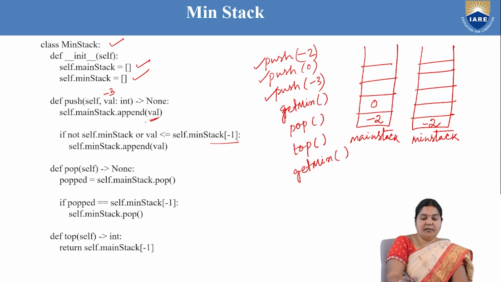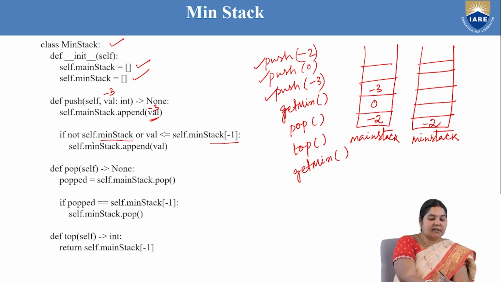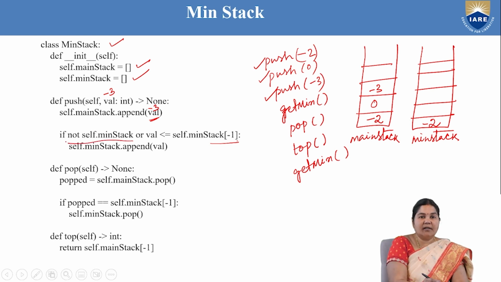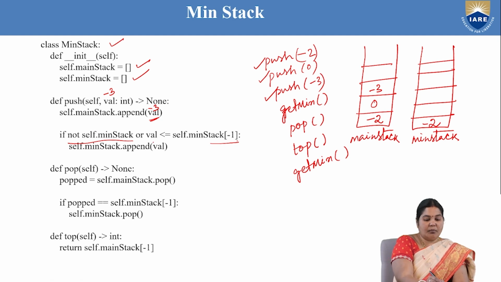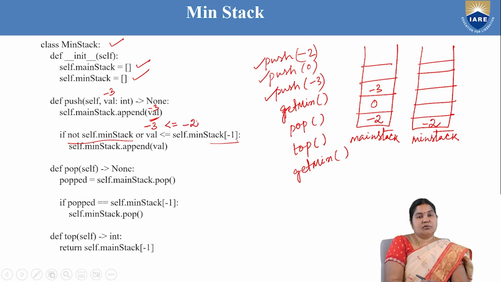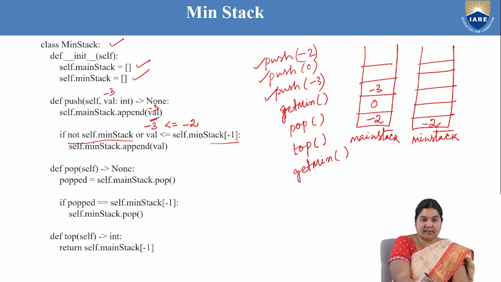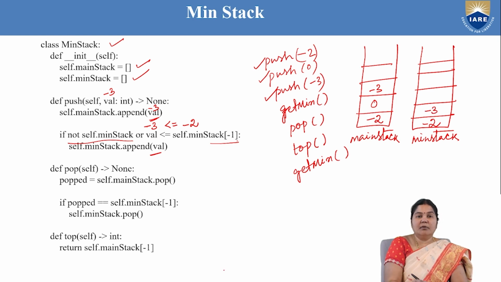Now first you append it to the main stack. So minus 3 is appended here. Now if not self dot min stack, min stack is not having any values? No, it is having values. Now, the incoming value minus 3, is it less than or equal to the top of the min stack? Yes. So, minus 3 is less than or equal to minus 2. So, if it is less, then you append that new value onto the min stack. So, minus 3 also is appended to this.